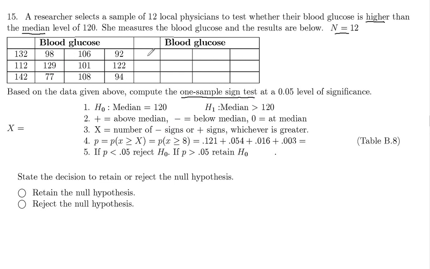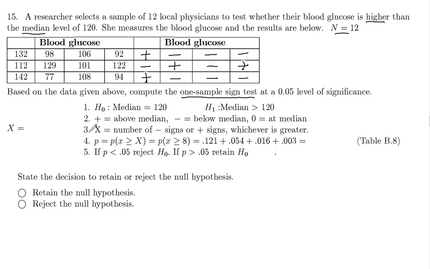So 132 is above the median, so we'll code that as a plus. 98 is below 120, so that's a minus. 106 is below 120, that's a minus. 92 is below 120, that's a minus. 112 is below, that's a minus. 129 is above 120, that's a plus. 101 is below, that's a minus. 122 is above 120, that's a plus. 142 is above, that's a plus. 77 is below 120, that's a minus. 108 is below 120, a minus. And 94 is below, that's a minus.